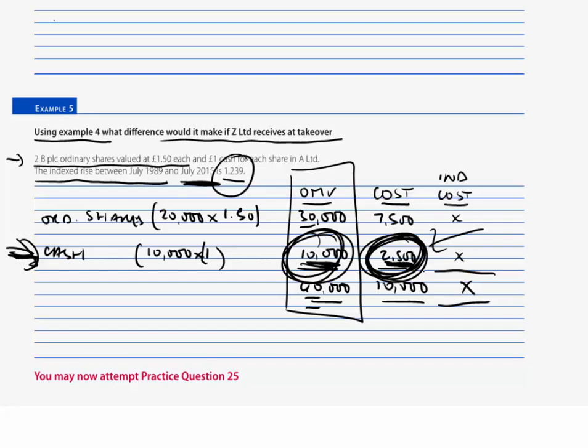As it says there on your screen, you may now attempt practice question 25 at, again, the back of the course notes. Before then, we will continue on with our next chapter, chapter 20, again continuing with the particular issues that are more likely to arise in terms of capital gains for companies within corporate tax. I look forward to seeing you then.